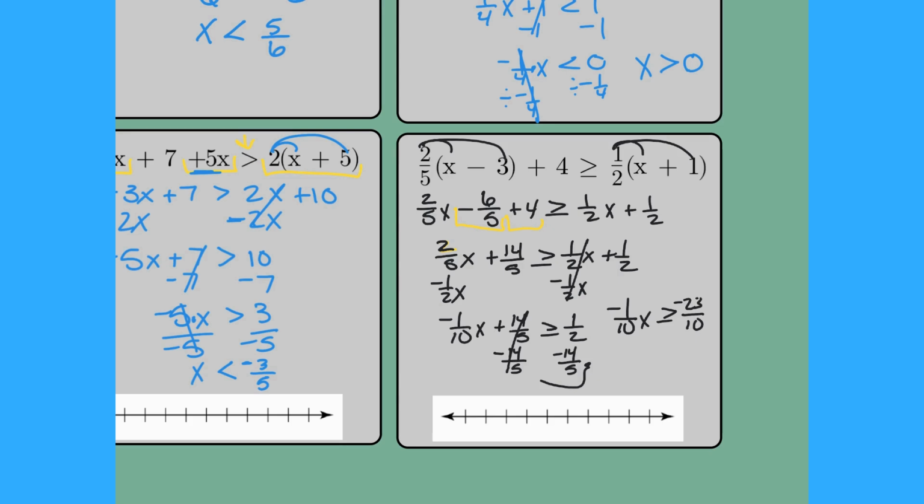We have one last step. So this negative 1/10 is multiplying x. So the opposite is to divide by negative 1/10, or you can multiply by the reciprocal. That works just as well to make that go away. So then x is, and now because we're dividing by negative, we're going to flip the sign around. So instead of greater than or equal to, it can become less than or equal to. And again, use your calculator, it's going to make this a whole lot easier. Negative 23/10 divided by negative 1/10, and that's going to give us a positive 23.